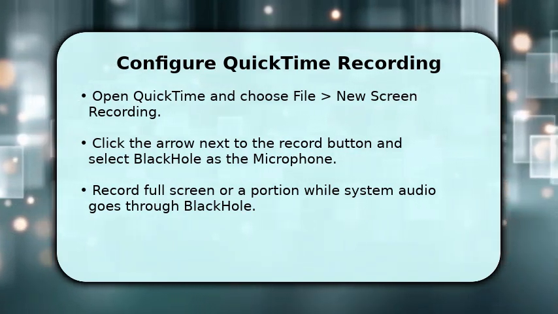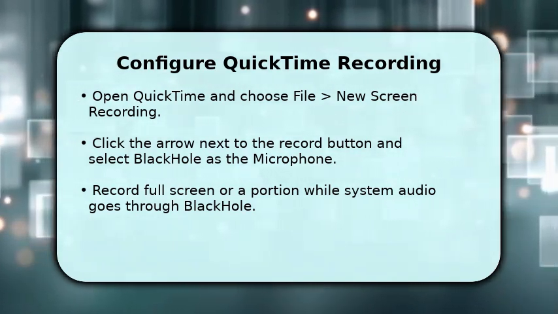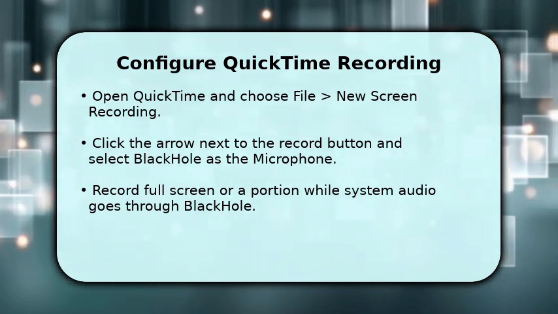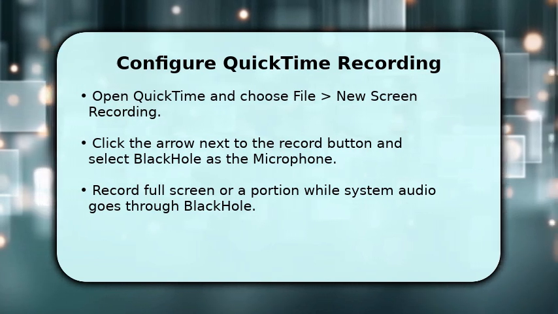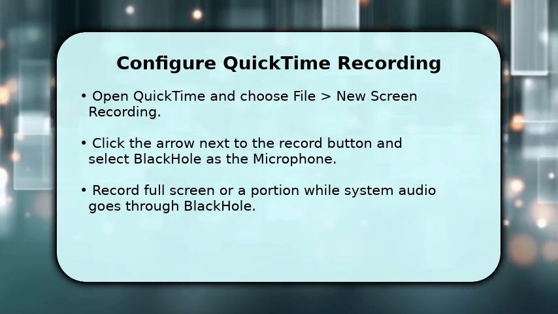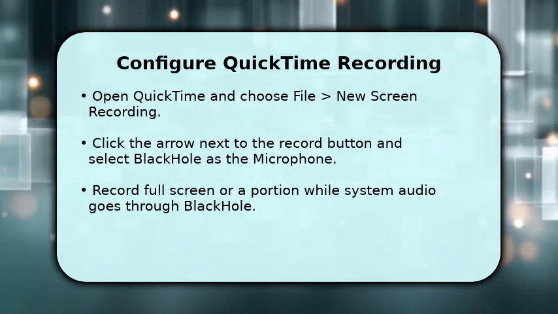Open QuickTime Player and choose File, then New Screen Recording. Click the small arrow next to the red record button to reveal audio sources. From that menu, select Black Hole as the microphone input. Choose whether to record the entire screen or a selected portion with the record controls.